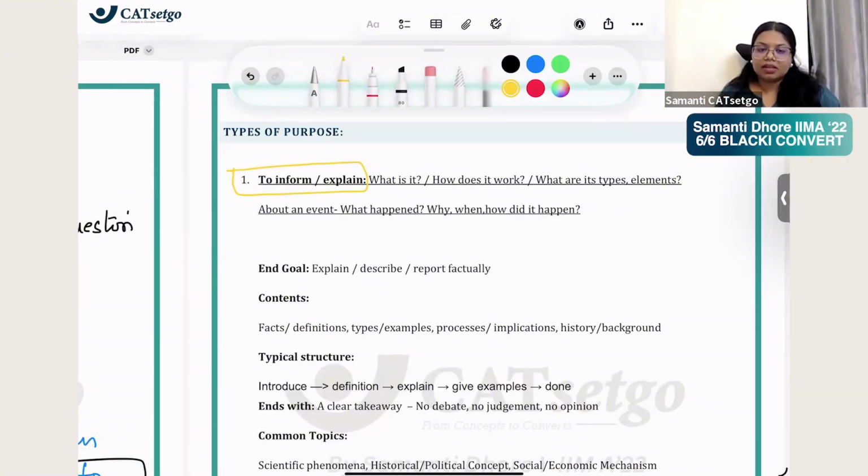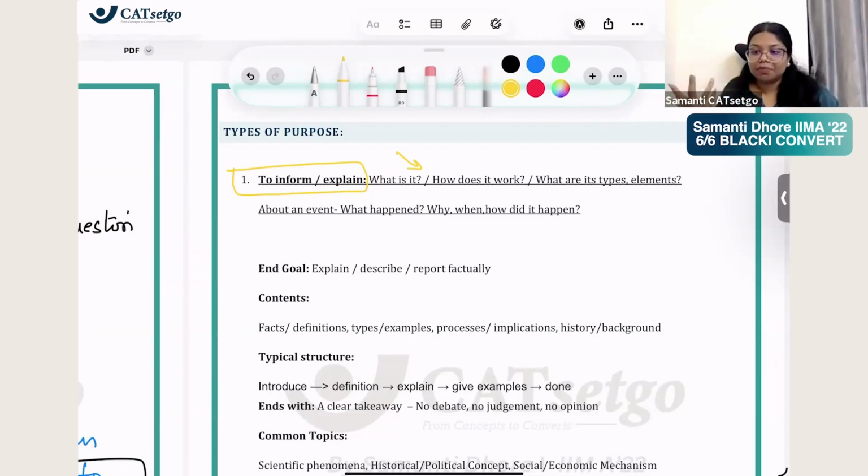We have what is it, how does it work, what are the types of elements, what are the different types of whatever we are talking about, right? About an event, what happened, why, when, how did it happen? So combination of all of it will be to inform or explain, right? What is it, matlab, whatever the topic we are talking about. What is it? How does it work?